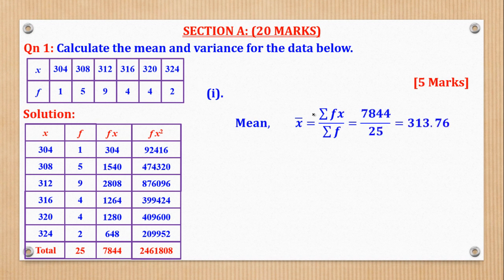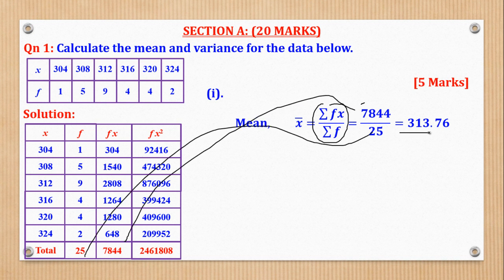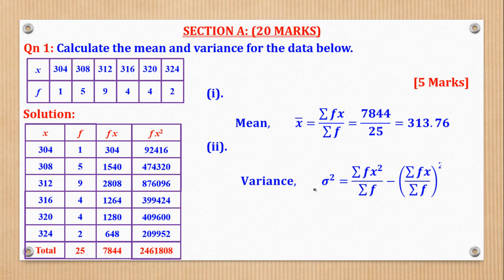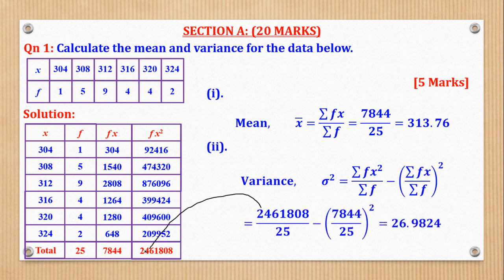So Roman 1, they wanted the mean. Mean is summation of fx over summation of f. So substitute summation of fx and summation of f to get the output. Then variance, still quote the formula, and substitute summation of fx squared over summation of f, minus summation of fx over summation of f, all squared.